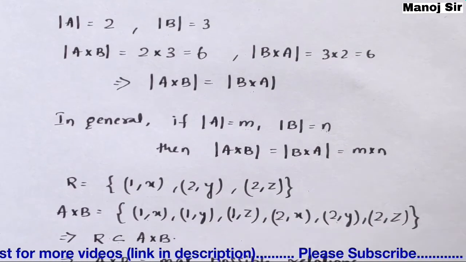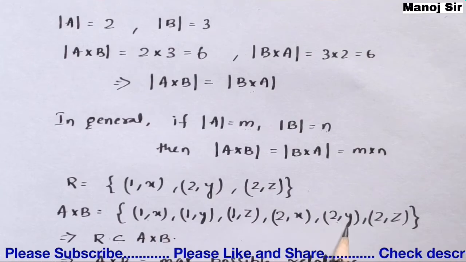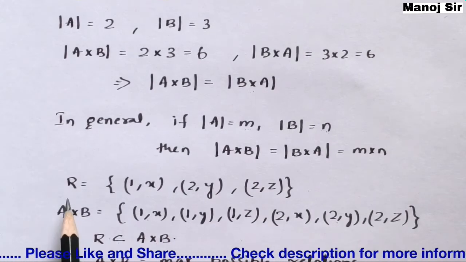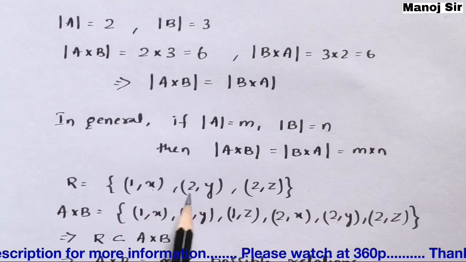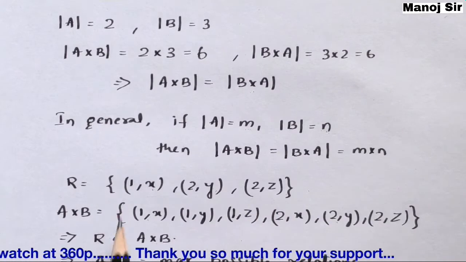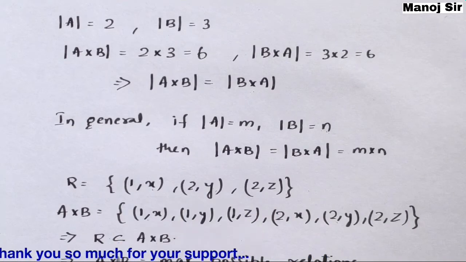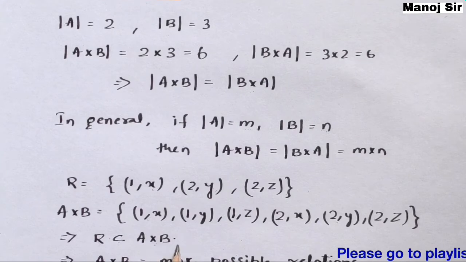So if A cross B equals (1, x), (1, y), (1, z), (2, x), (2, y), (2, z), and let's say the relation R is (1, x), (2, y), (2, z). Here you can see, if you compare both, you can get one result, that is R is a subset of A cross B. Always remember one thing, that is R is a subset of A cross B.